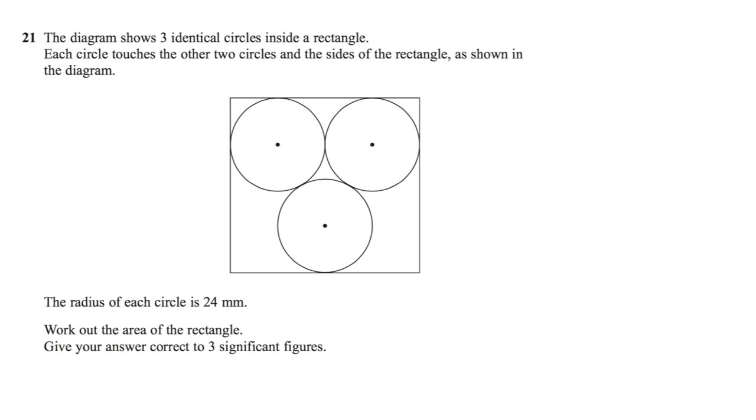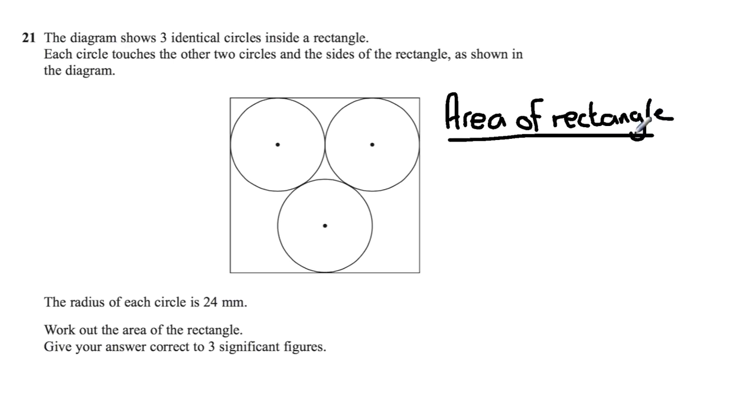Okay, so how do we work out the area of a rectangle? Well, to work out the area of a rectangle, we need to multiply the width by the height. Okay, so area of rectangle is equal to width times the height.